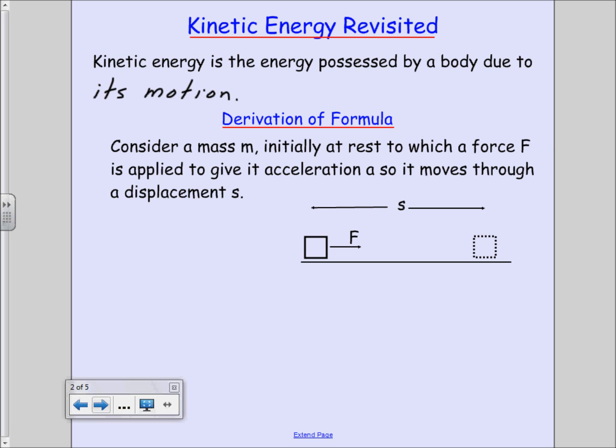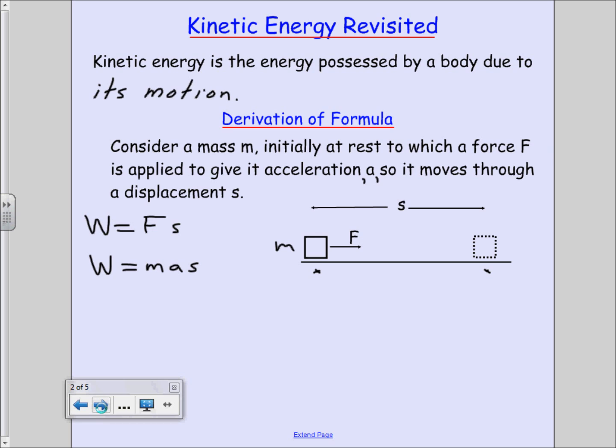So if we consider a mass little m, initially at rest, to which a force F is applied to give it acceleration little a, so it moves through a displacement S. Initial position here, final position there. It starts from rest. The work done by the force would be given by F times S. But from our work on dynamics and Newton's laws of motion, we could therefore say that the force is mass times acceleration times S. So we've got that statement there.